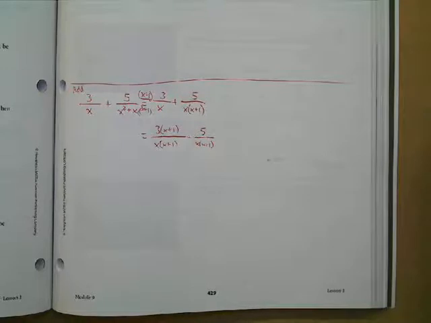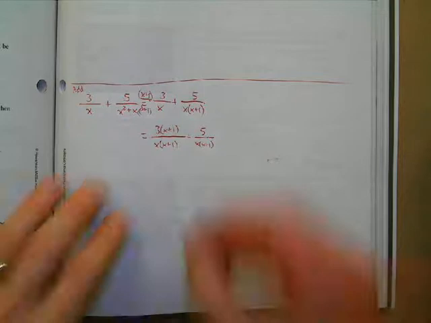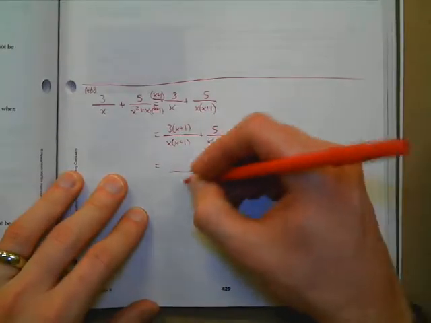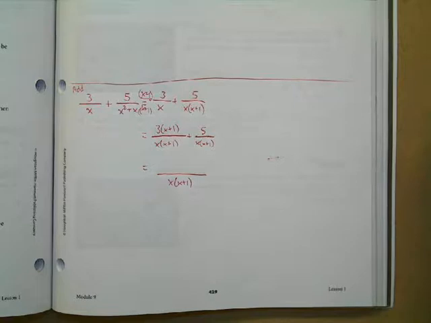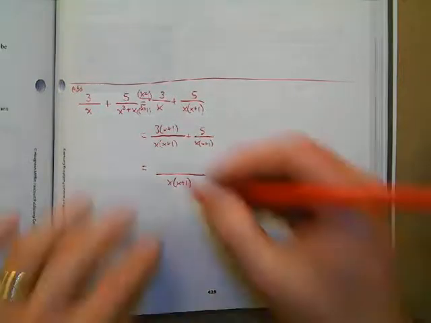So we have common denominators. Now we can just add these two things together. So I'm going to combine this together as one fraction, one denominator. I'm just going to add together the numerators. Like that.